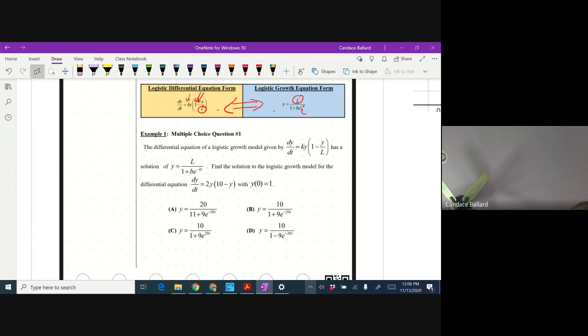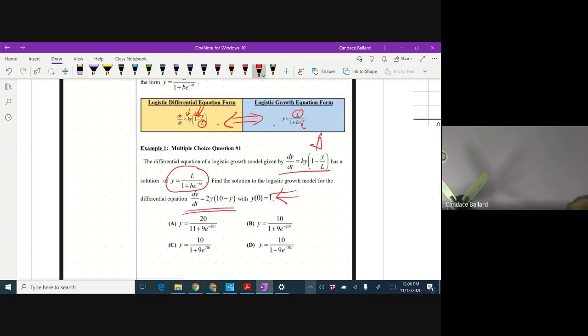So the differential equation of a logistic growth is modeled, and they gave us this lovely model, has a solution, and they tell us, hey, here's the solution. This is what we get when we integrate that model. Find the solution to the logistic growth model for the differential equation. So they give us this differential. They give us an initial condition, okay? And we need to figure out which one of these equations it fits, okay? And notice, it sort of looks like this, but not quite, okay?